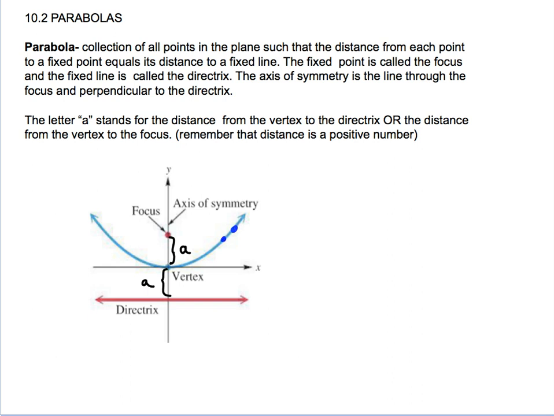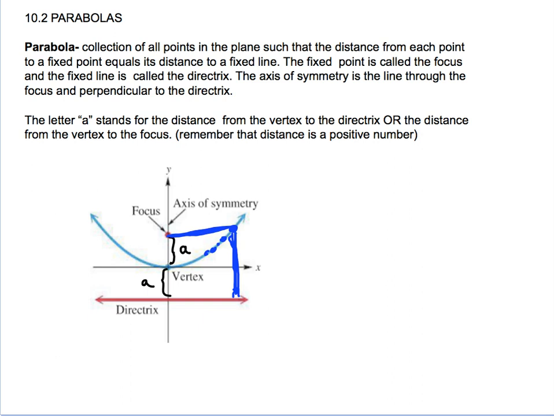Every point on the parabola fits this definition. The distance from each point, let's take this point right here, to a fixed point, and that fixed point is right here, that's called the focus. That distance from the point to the focus equals the distance from the point straight down to this line here called the directrix. Now they may not look like they are equal, but they are equal. That's the definition of parabola. That holds true for every single point on the parabola.